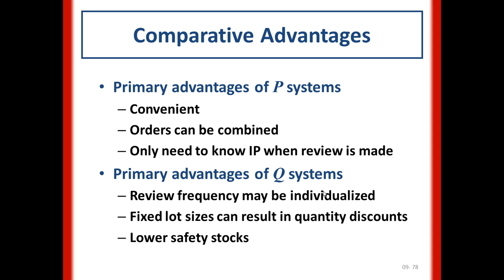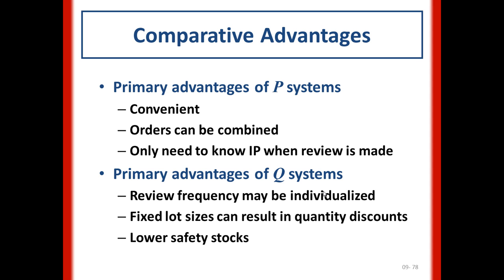to ship or to produce. Also in the P system, if the reviewing period is the same, sometimes the orders can be combined to ship at the same time. And the P system also does not need to review inventory often, only needs to review IP when a review is made. So the reviewing cost can be reduced. The bad side about the P system is that it requires higher safety stock, thus can increase the total cost of inventory.